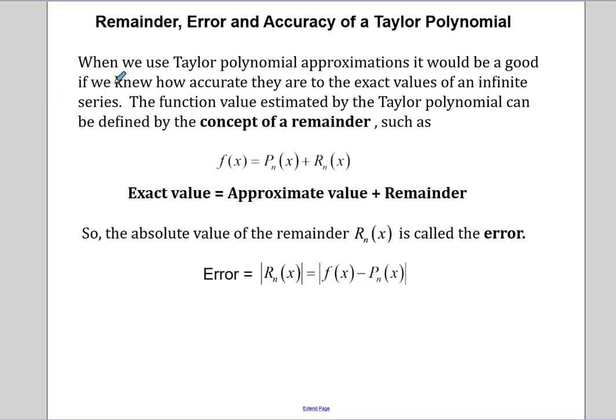When we use Taylor polynomial approximations, it would be good to know how accurate they are to the exact values of an infinite series. The function value estimated by the Taylor polynomial can be defined by the concept of that remainder, such as the function value is the Taylor polynomial plus the remainder, or the exact value is our approximate value plus the remainder. So by taking the absolute value of the remainder, we're calling that the error. The exact value minus the approximate value gives me the error.